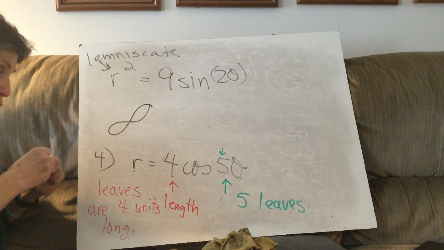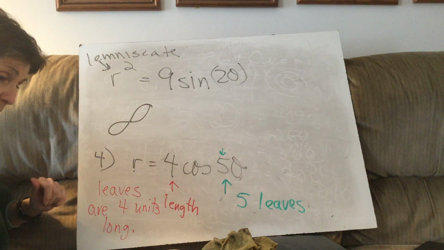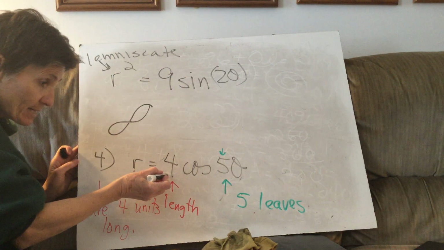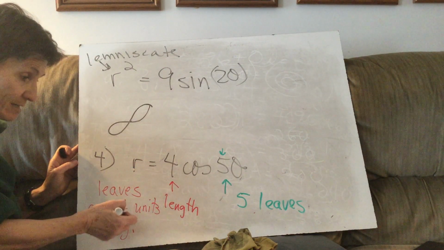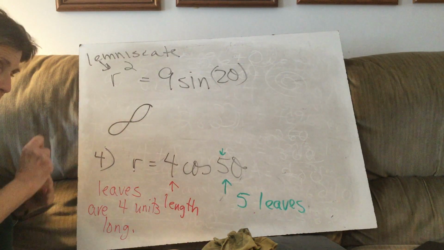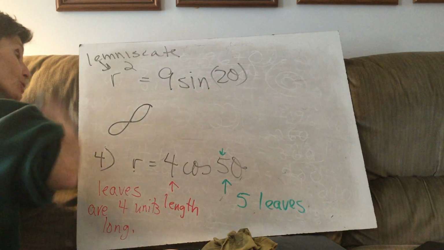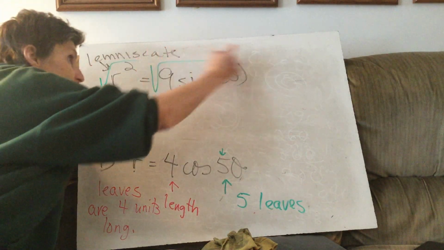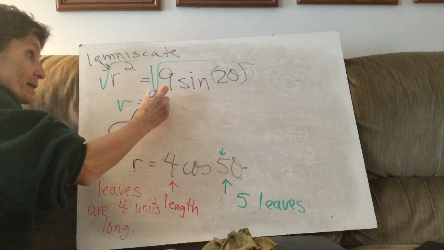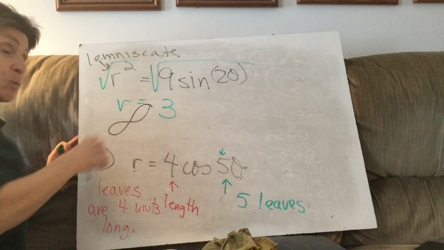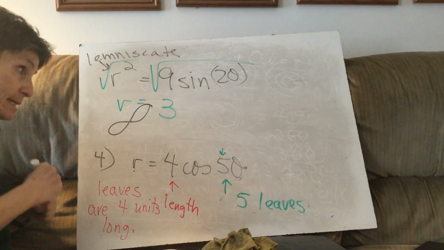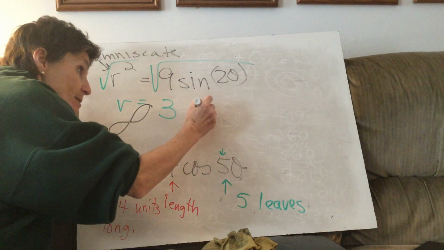How long are they? Well, remember, this number right here told me the length of the leaves in the rose. The problem is that's a squared. So if I were to square root both sides, then that number wouldn't be a 9. It would be a 3. The square root of 9, 3. So how long are the leaves? They are 3 units.